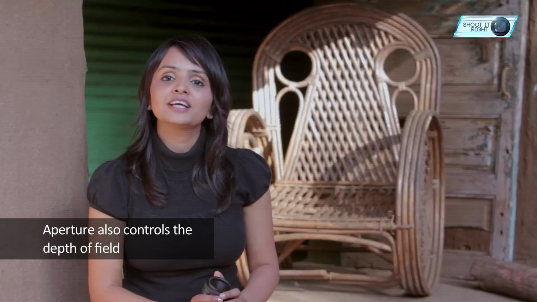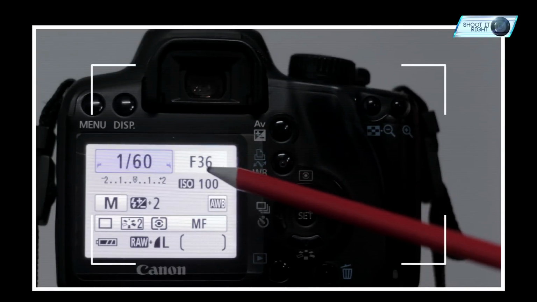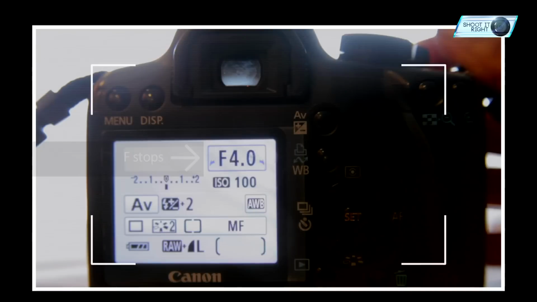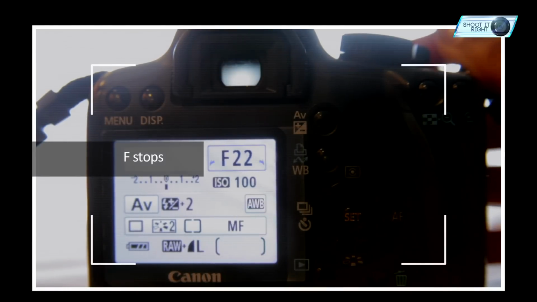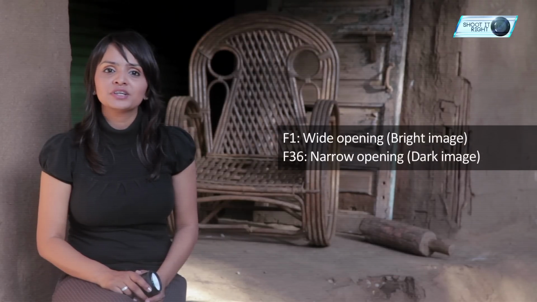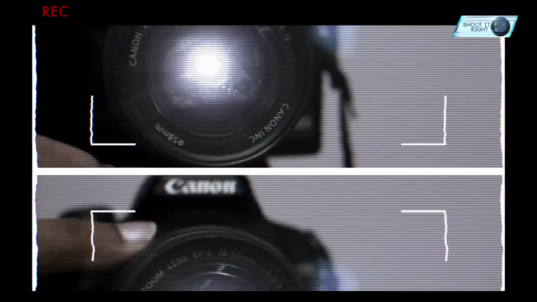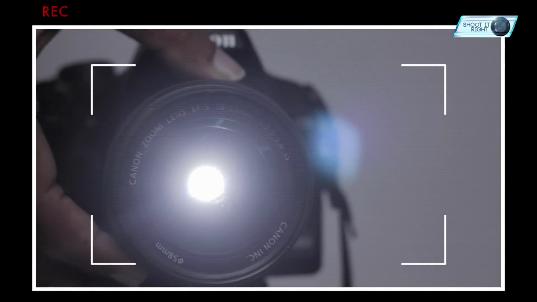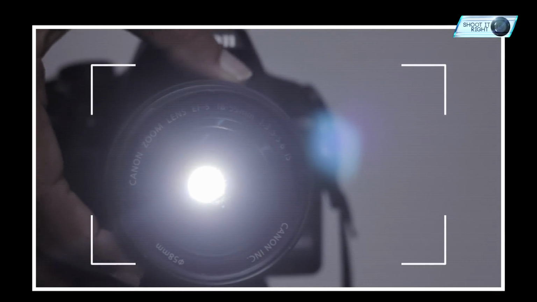The second most important thing the aperture does is that it controls the amount of focus you want to give to the subject. Aperture is measured by f-stops. Let's understand what f-stop stands for. F-stop ranges from f1 to f36. f1 is the widest opening and f36 is the narrowest opening. The wider the opening, the more light, and the narrower the opening, the less light.